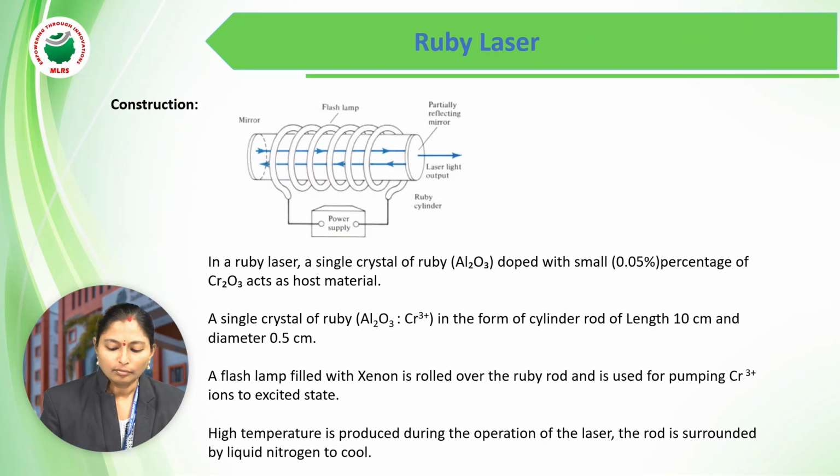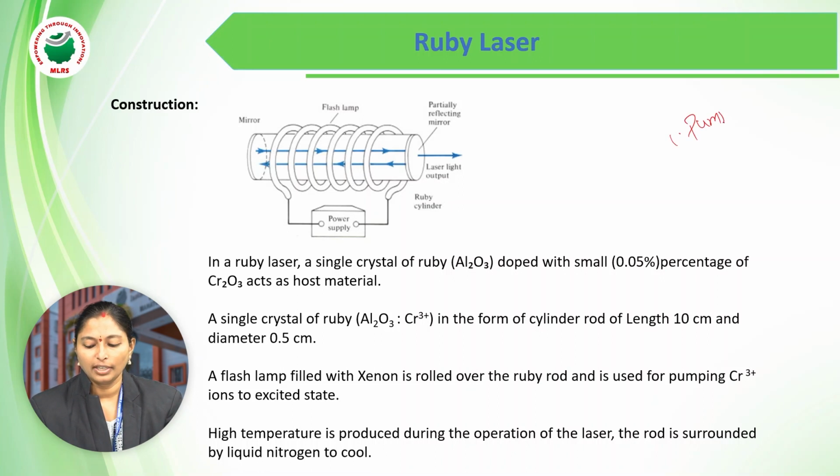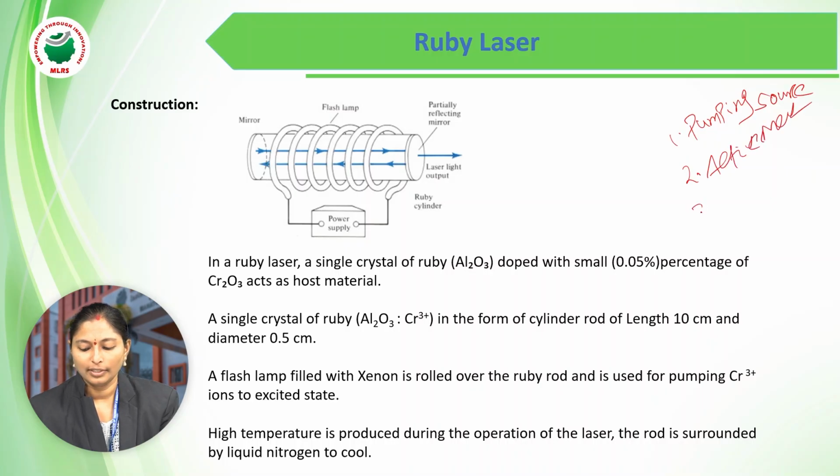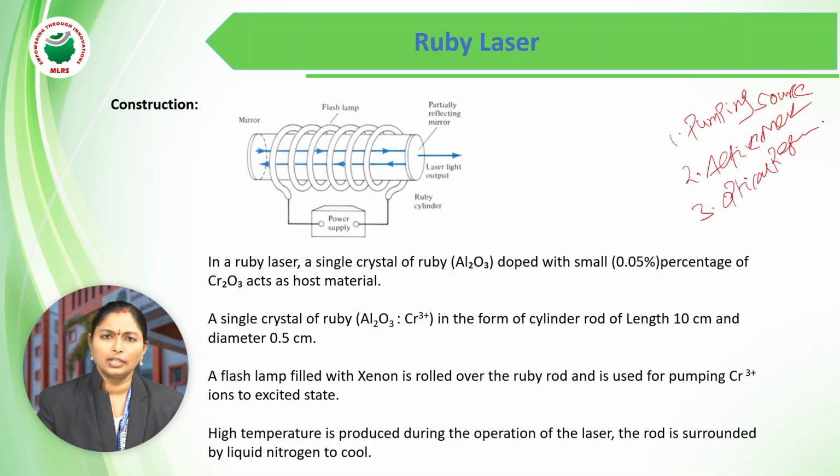See the diagram here. First of all, we need to remember the 3 components: one is the pumping source, second one is the active medium, third one is the optical resonator. These 3 components we need to check in each and every laser. So first we will go with our active medium.